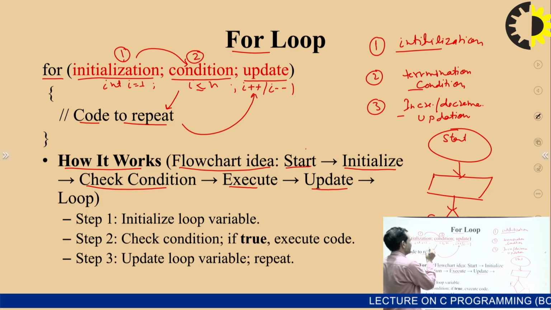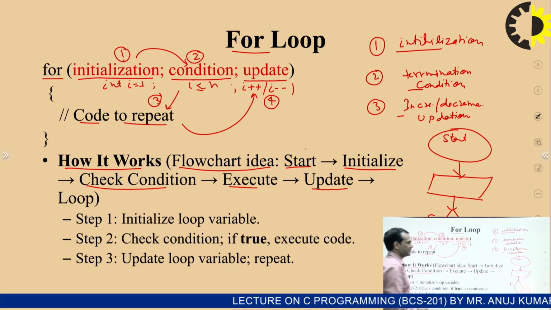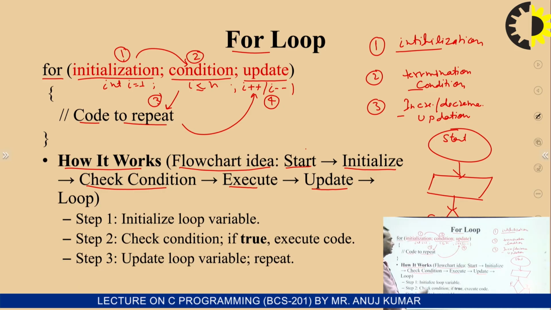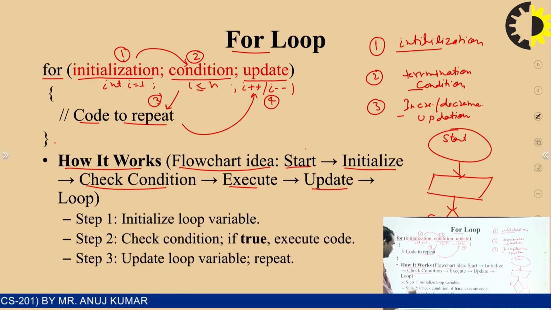So we can say that it will basically execute in four steps. First, it will initialize. Second, it will define the condition. Third, it will print the value, or whatever we have written inside this bracket. After that, it will update the value. So in step 1, firstly we initialize the loop variable. We initialize this variable.